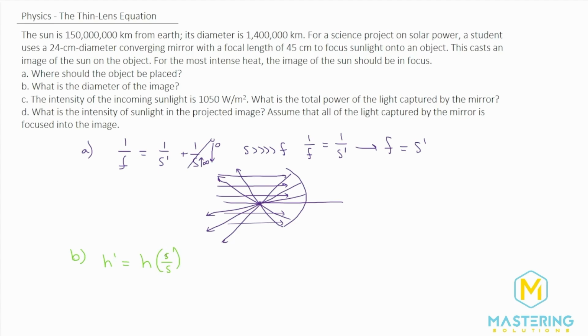In this case, we don't care if the image is upright or inverted or whatever. We just want to figure out what the height of it is. So it doesn't matter if we include the negative here. If you keep it in there, that's fine, but we just need the height, which will tell us the diameter. And so we have h prime is equal to the height of the object, and in this case, it's the diameter of the sun.